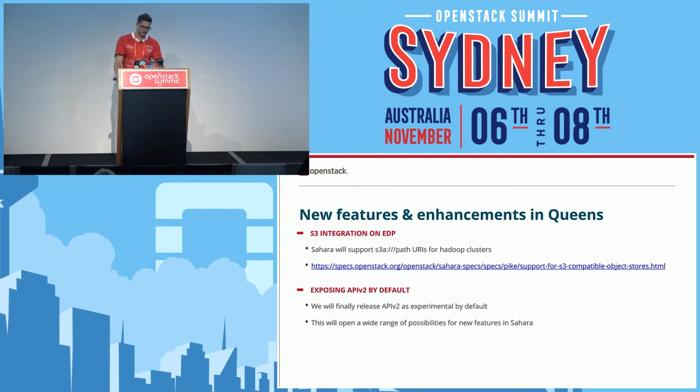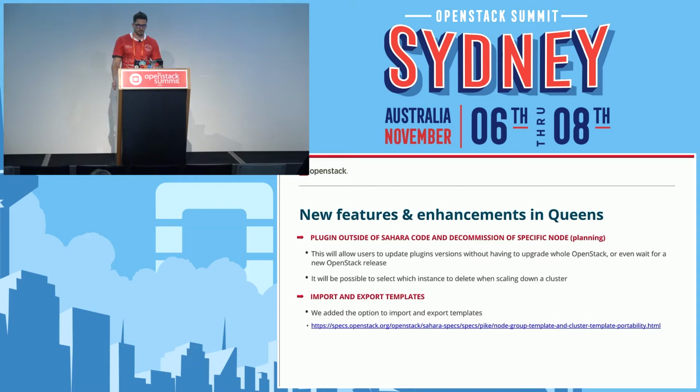But yeah, that's something that we've been working on for a long time, and a lot of people have come and gone on this work, so it's not that easy to finish up. But hopefully we're going to be able to finish in Queens or in Rocky. Another feature that we're looking for is plugins outside of Sahara code and decommissioning of a specific node. Those are two separate things, so I'm going to talk first about plugins outside of Sahara code.